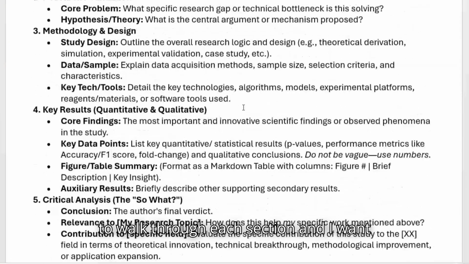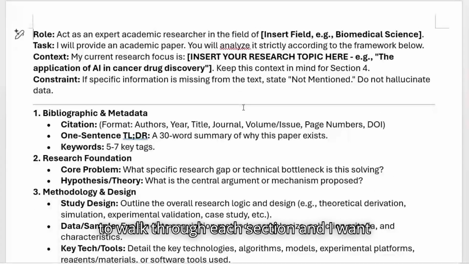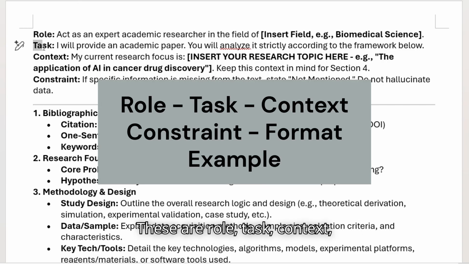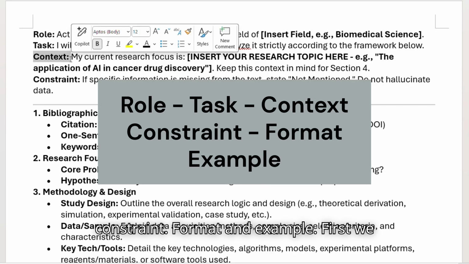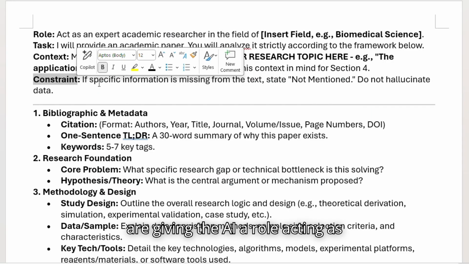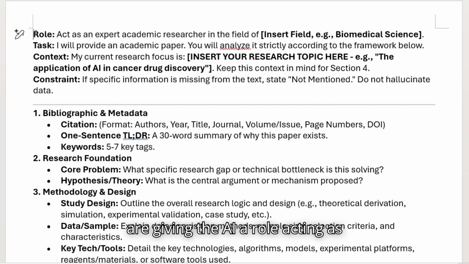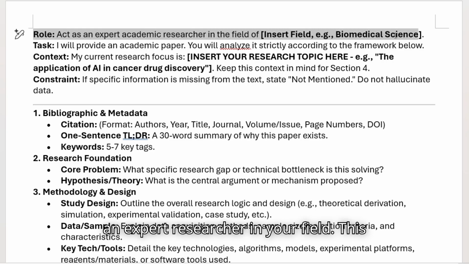Now, I'm going to walk through each section, and I want you to think about how this maps onto your typical reading process. First, notice how we are setting this up. To make an AI prompt effective, there are 6 elements that people often overlook. These are role, task, context, constraint, format, and example. First, we are giving the AI a role, acting as an expert researcher in your field. This is important because it primes the AI to think in that domain-specific way.